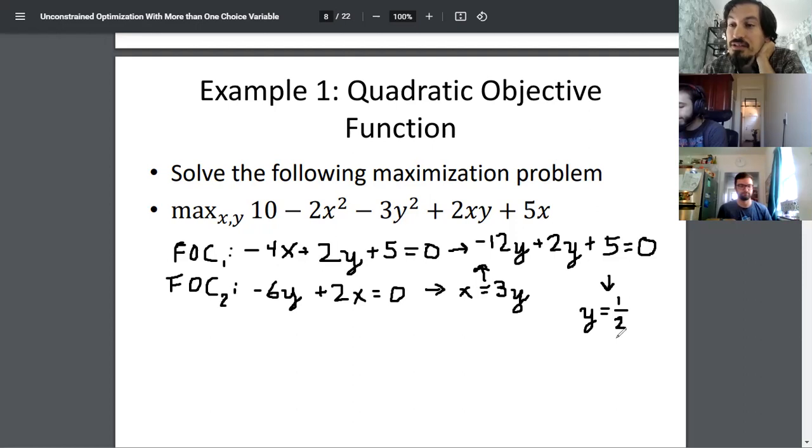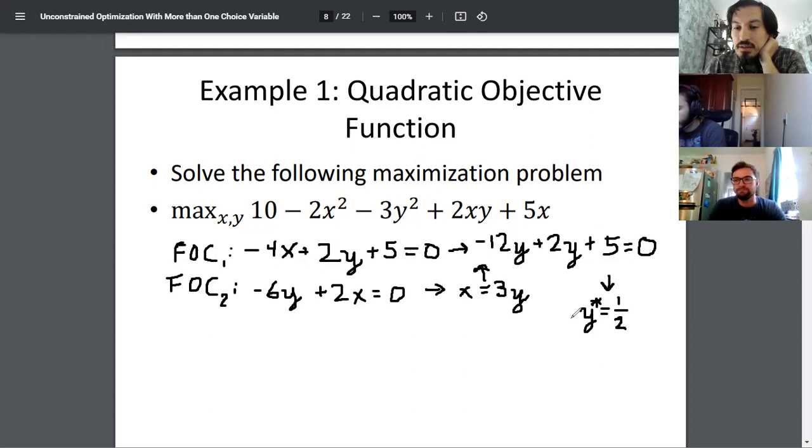By the way, I'm not just going to say y equals 1/2. I'm going to add a little star there. What does the star mean? It means it's like a critical point. It's a stationary point or a critical point or a solution to this system of equations. That's why it has earned a star.